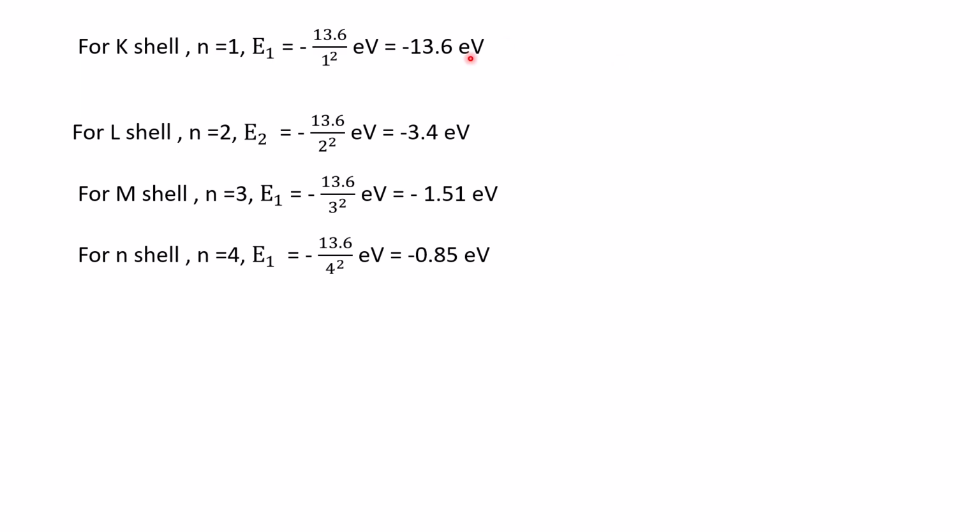For K shell, n is equal to 1. So, E is equal to minus 13.6 electron volt. For L shell, n is equal to 2. So we get minus 3.4 electron volt. For M shell, n is equal to 3. And substituting here, we get minus 1.51 electron volt. For N shell, n is equal to 4. E is equal to minus 0.85 electron volt. So the value of energy increases as the number of the shell increases.